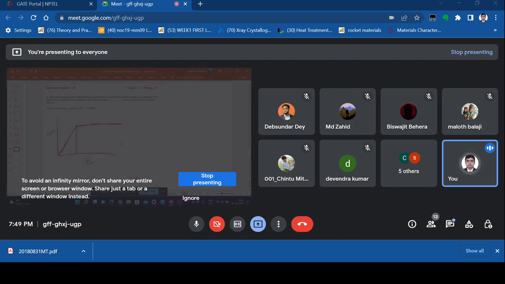Okay, so now here we have to calculate. So it is given a perfectly elastic plastic material, yield stress of 450 MPa. Sir, is this answer 101.25? What is the answer? 101.25.